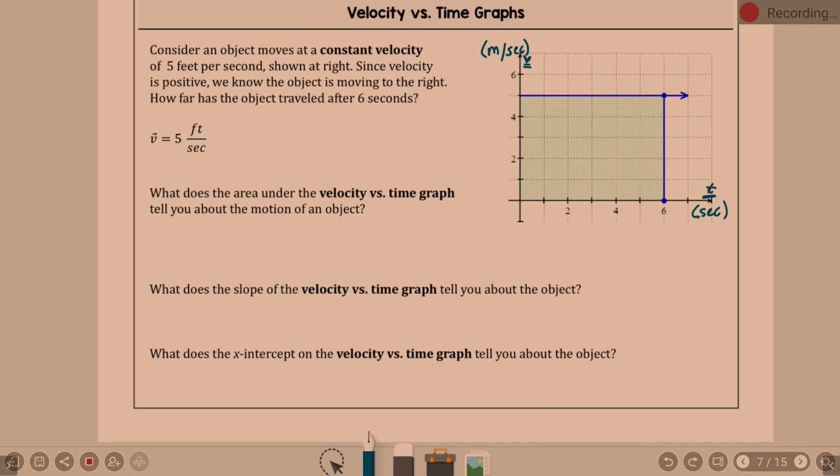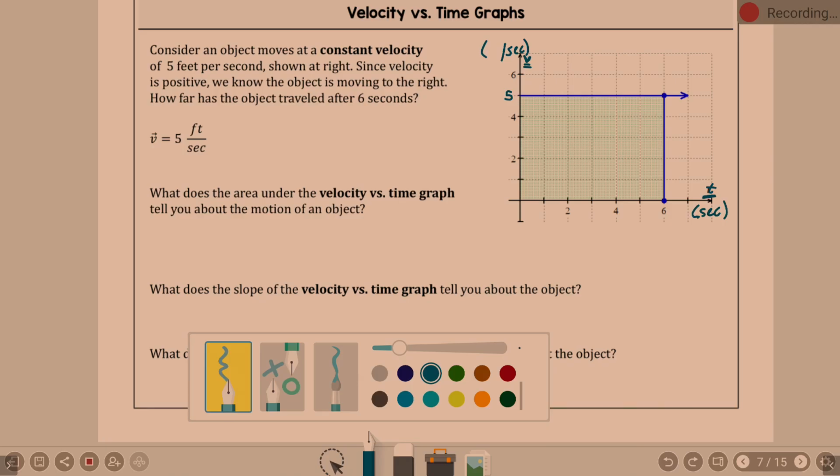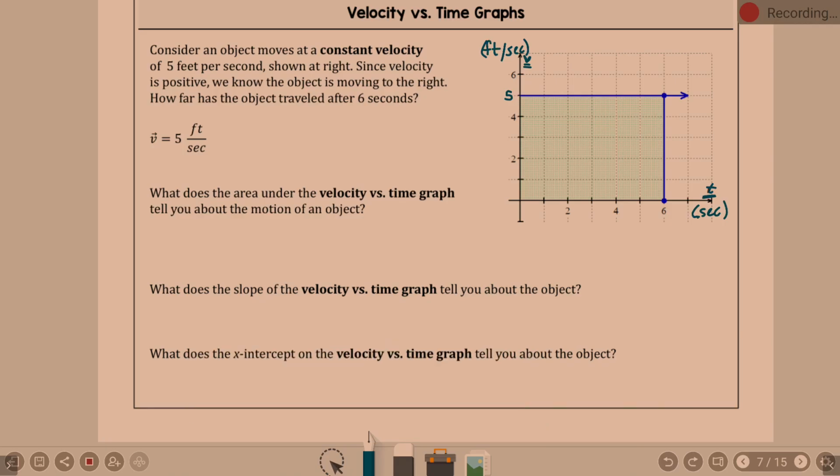So, I never even read the problem. Let's backtrack there. Consider an object that moves at a constant velocity of 5 feet per second, shown at the right. So notice, this is a velocity axis, 5 feet per second. Oh, so technically, we put meters because I hadn't read the labels yet. Technically, this is feet per second, if I want to be accurate here. Since velocity is positive, we know the object is moving to the right. How far has the object traveled in 6 seconds? So there's your 6 seconds that you're looking at.